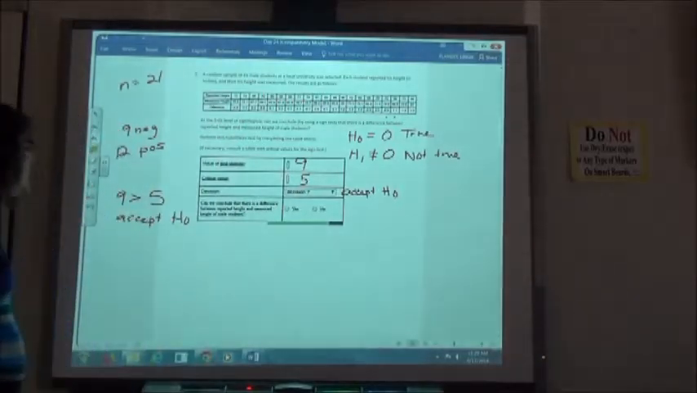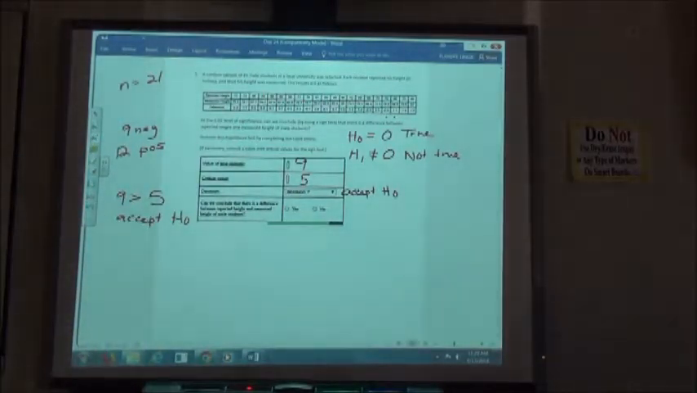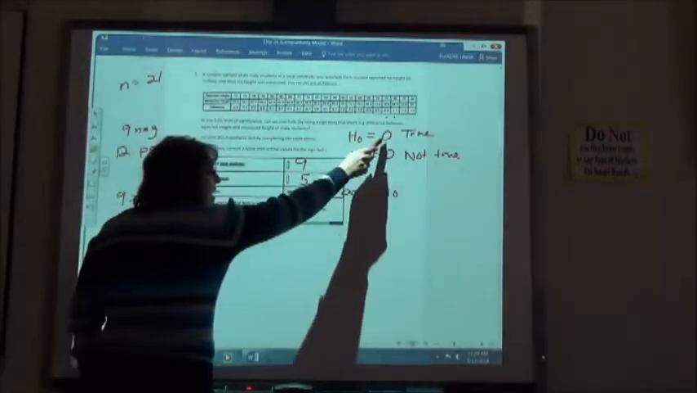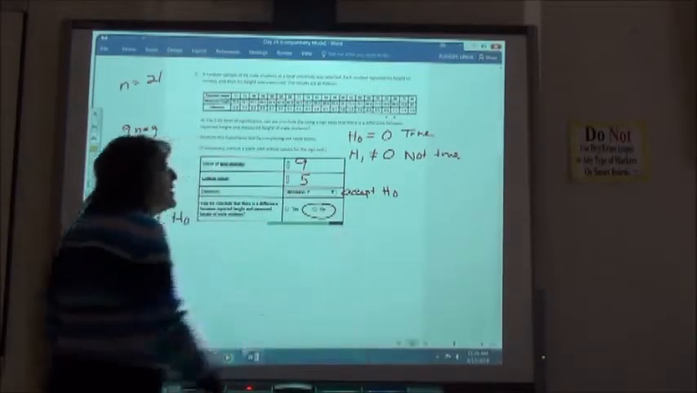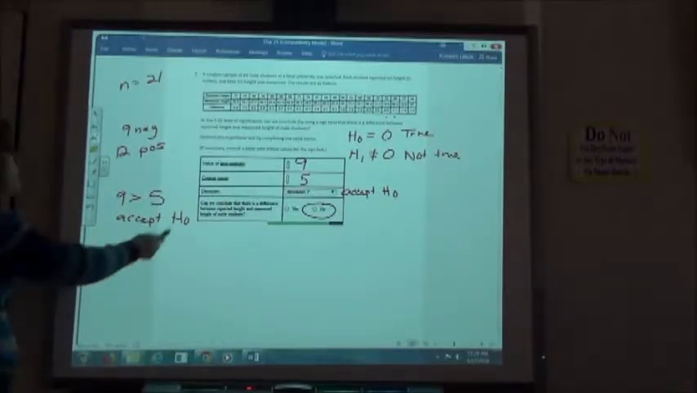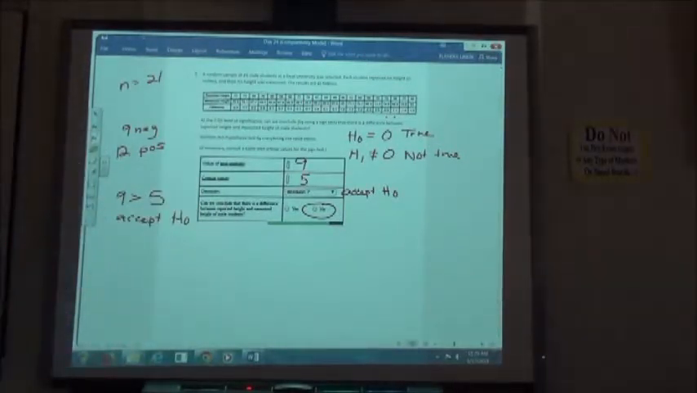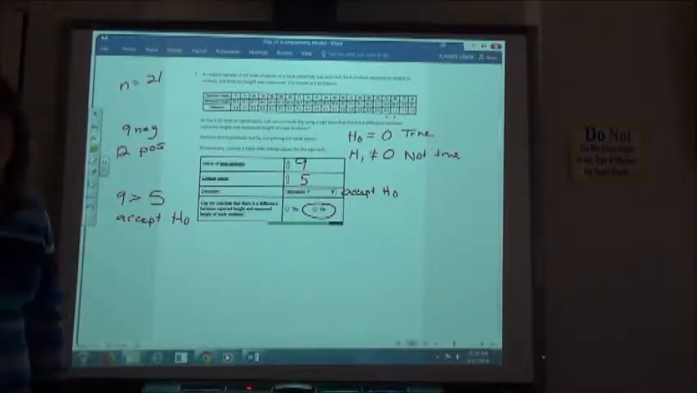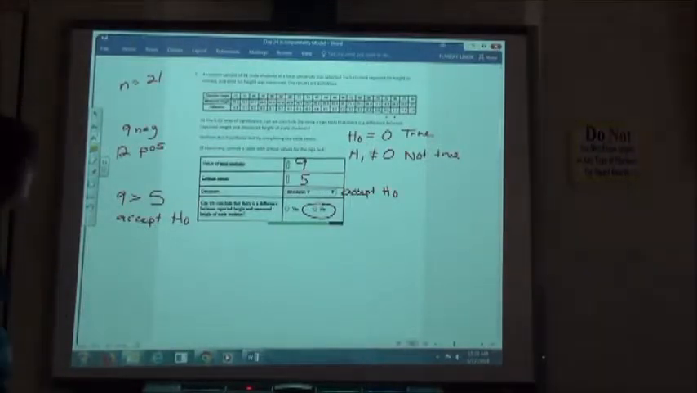So can we conclude that there's a difference between the reported heights? No. We're saying that it is exactly equal to 0. There's not a difference between their heights, or at least not enough to say at a 5% level of significance that there's a difference. So if we're going to accept the null, we're not going to have a difference. If we reject the null, then we say, yes, there is a difference.